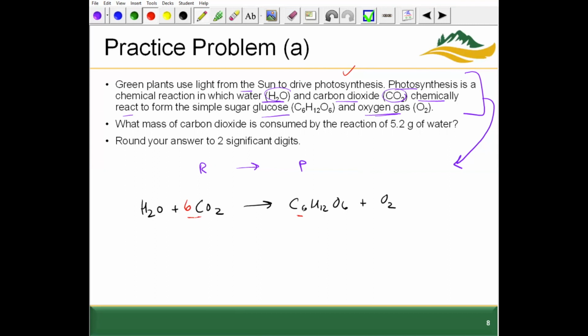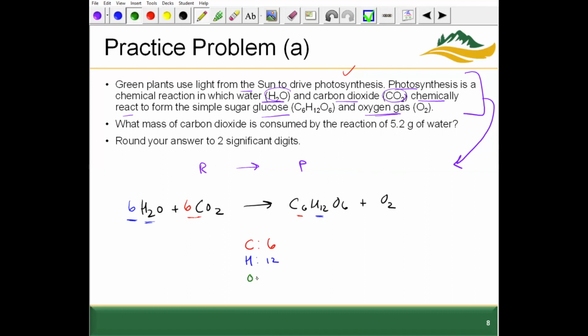So now we have 6 carbon and 6 carbon. What about hydrogen then? We have 12 here and only 2 here. So what do we need to add right here, or what coefficient should we put in to make this have 12 and this also have 12? So now we need a 6 right here. So now carbon on both sides, we have 6, hydrogen, we have 12 and 12.